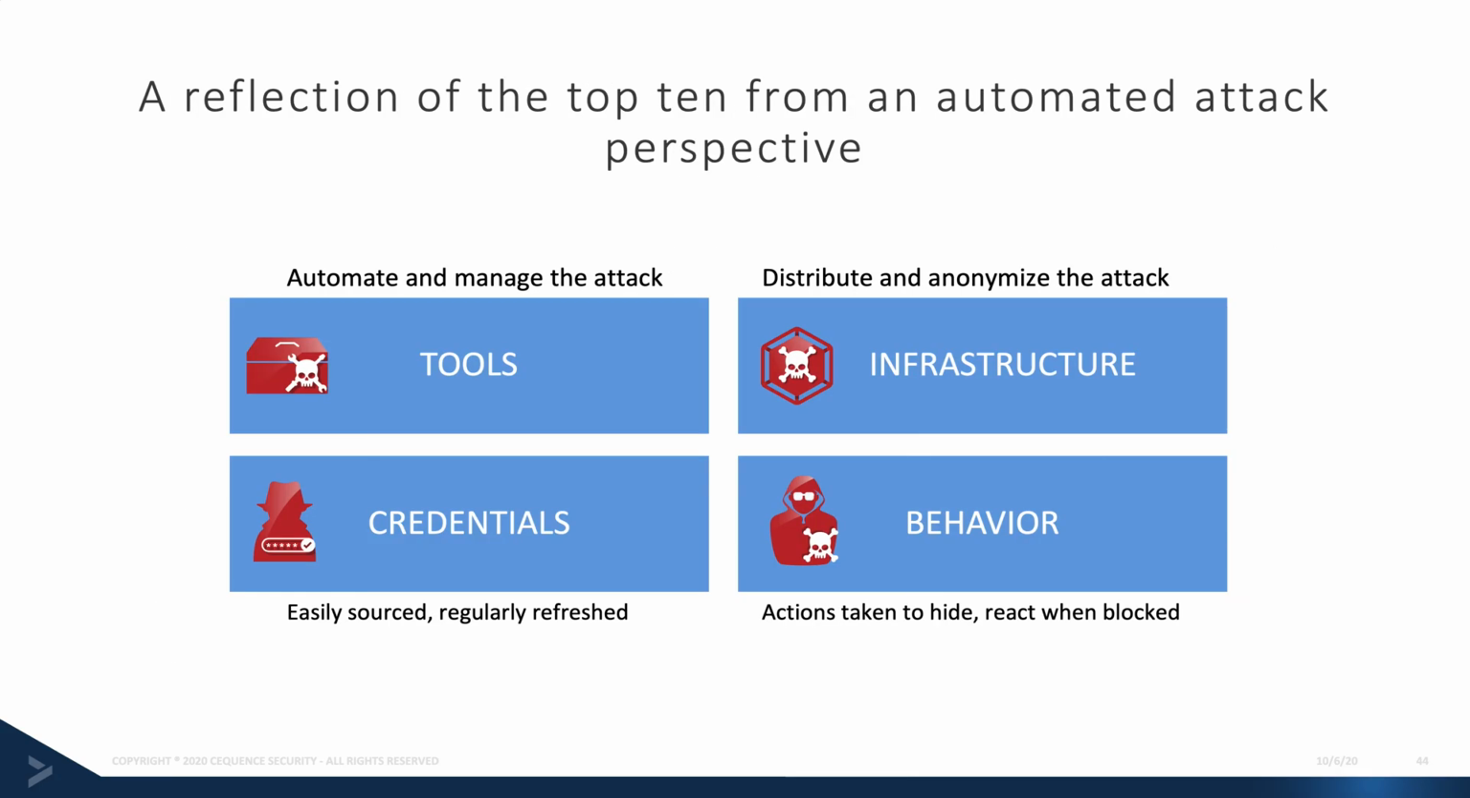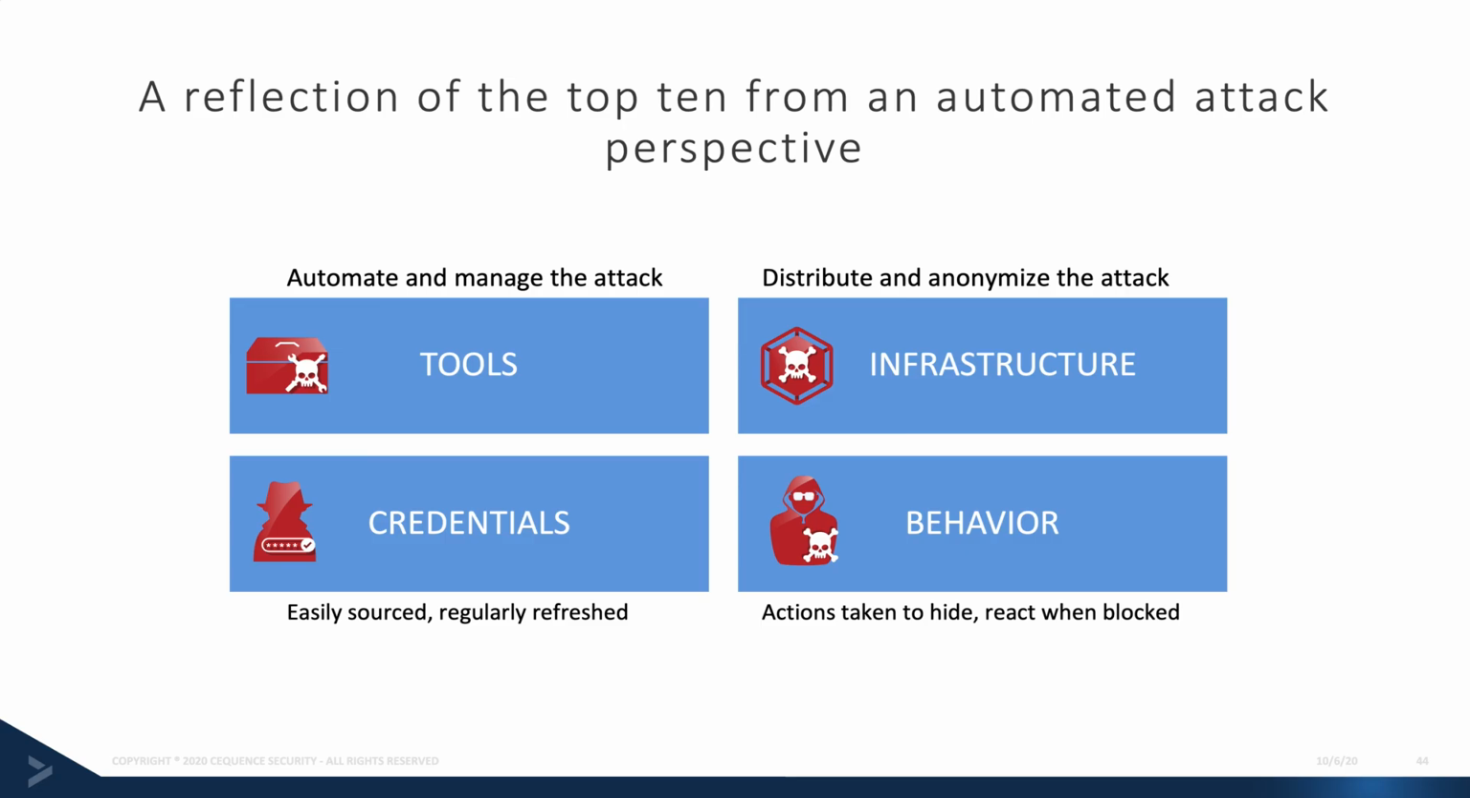Here at Sequence, we look at attacks in 4 categories of pillars that hold the attack up. Those pillars are tools, infrastructure, credentials, and behavior. And understanding that automated tools are going to be out there managing attacks against you. Credentials are easily sourced, regularly refreshed, and so much credential reuse out there means that a credential set that works for somewhere else might work on you.